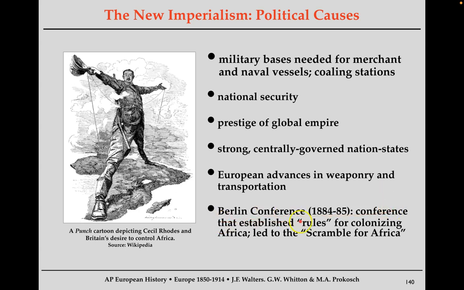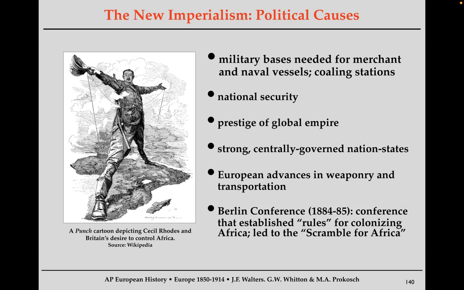This section, super key. Underline Berlin Conference, circle it, star it, 100% gotta know. Even the Regents exam regularly asks questions about it. So, late 19th century, Otto von Bismarck organizes a conference in Berlin to set up, quote unquote, the rules for colonizing Africa.